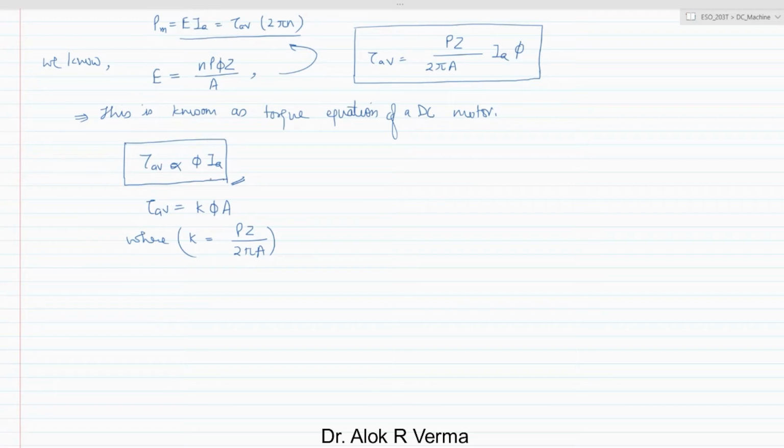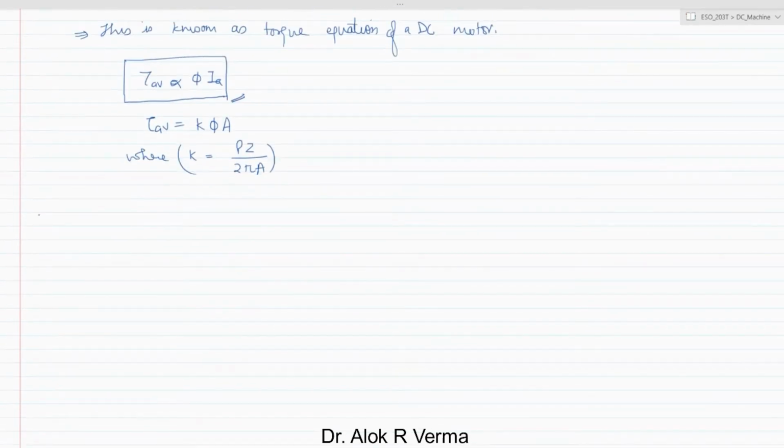So let us understand the types of DC motors and their characteristics. Let us write the types of DC motors. If you remember, in the case of DC generators, we have series, shunt, and compound machines. One by one we'll be talking about the types. So let us consider the shunt wound or shunt motor.